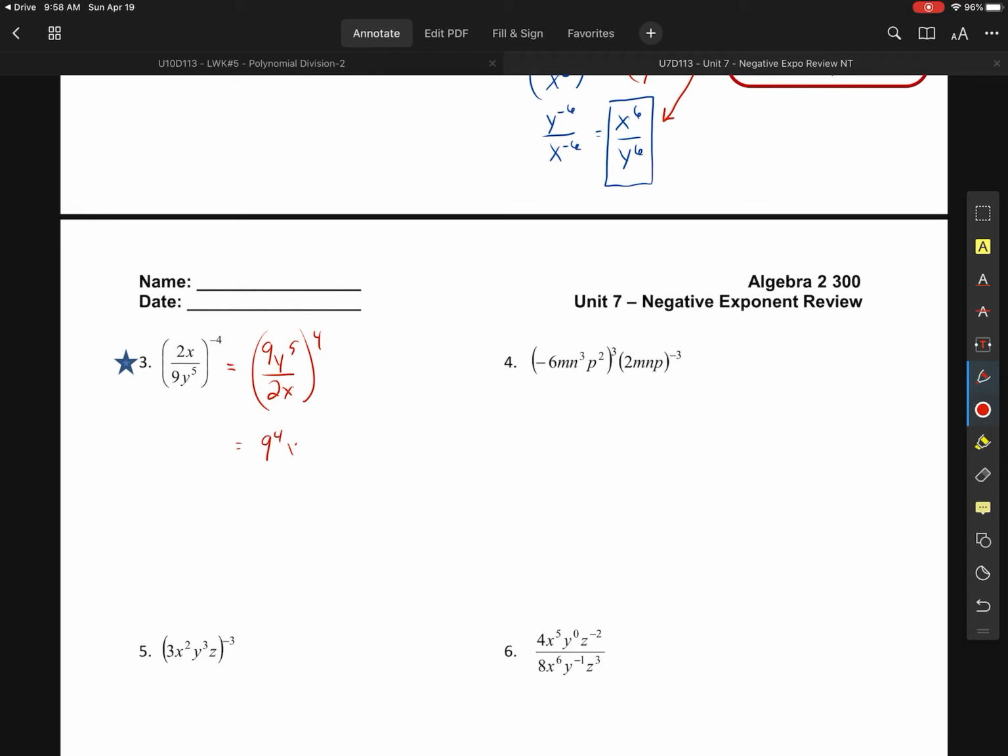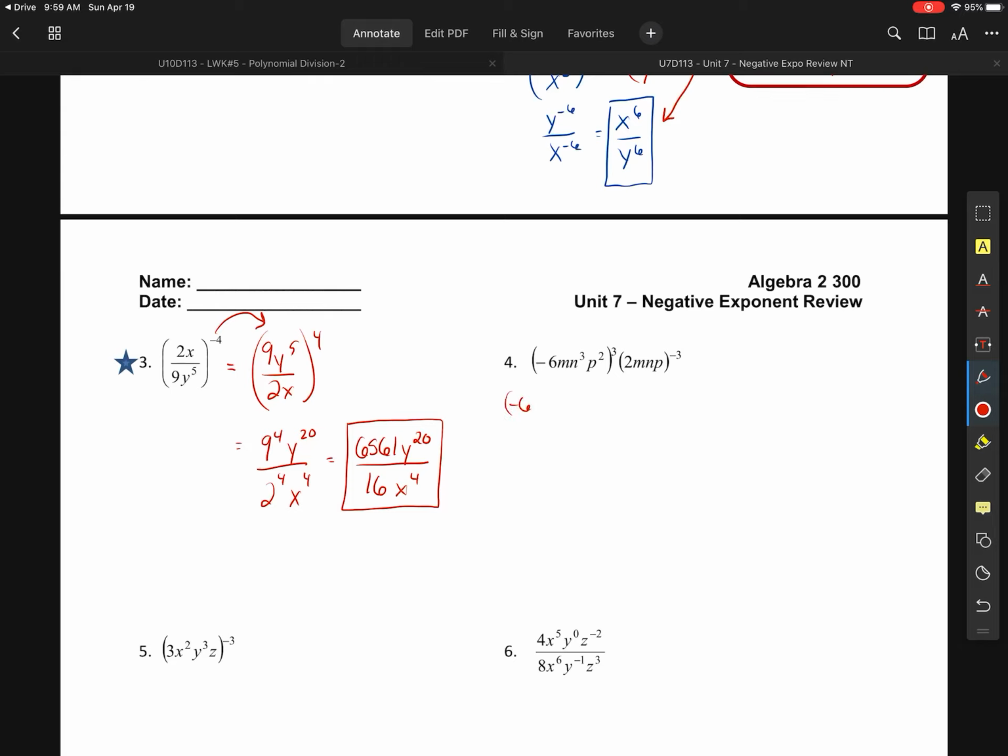I give out my exponent. 9 to the fourth, y to the 20th, 2 to the fourth, x to the fourth, which gives me here 6,561 y to the 20th over 16 x to the fourth. Now, did I have to do this step right here? No. You could have taken this problem a different way. You could have given out the negative exponent and then worked from there. Either or, perfectly fine.